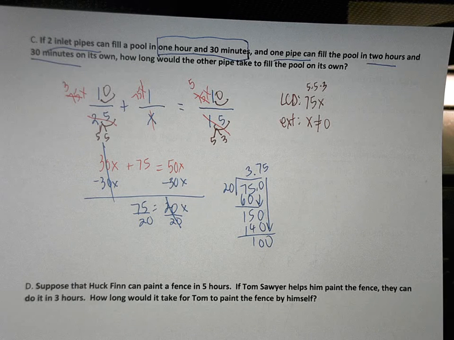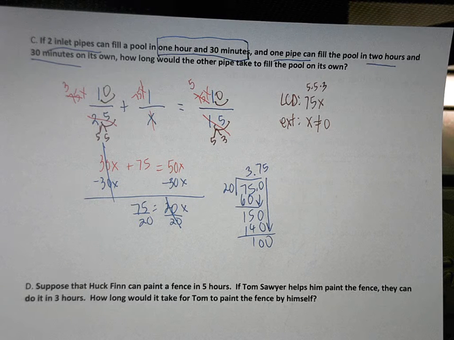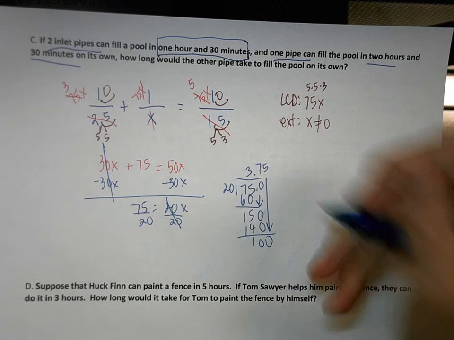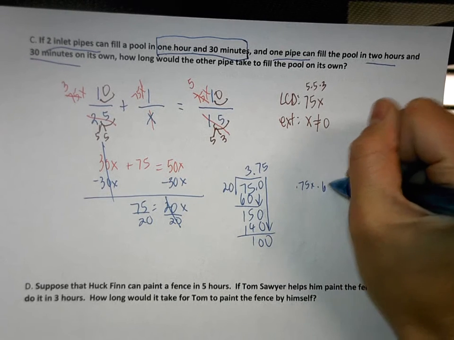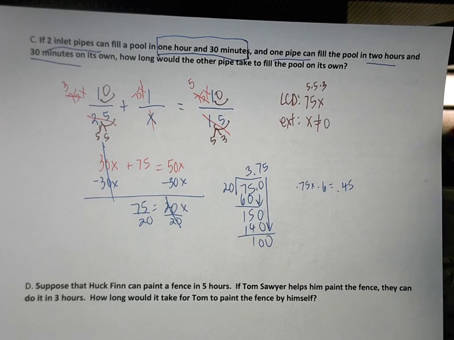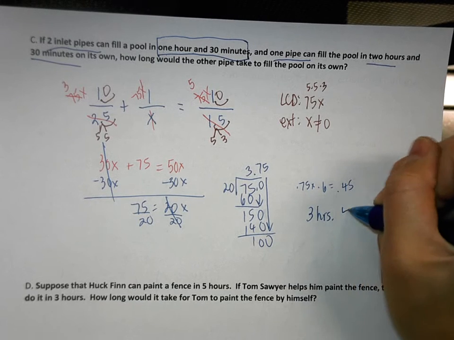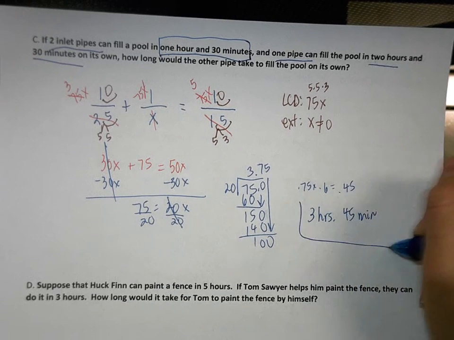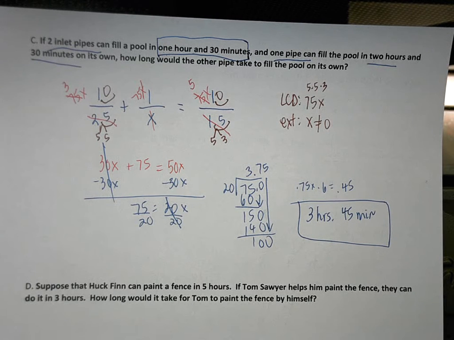Do you guys know what 0.75 of an hour is? We multiply by 0.6. So we can take 0.75 and multiply it by 0.6. Why do we multiply by 0.6? How many minutes are in an hour? 60. That's why we're multiplying by 0.6. It has to do with the 60 minutes. So if you take 0.75 times 0.6, you end up getting 0.45, which means 45 minutes. So we have 3 hours and 45 minutes, because the 3 part is your hours.